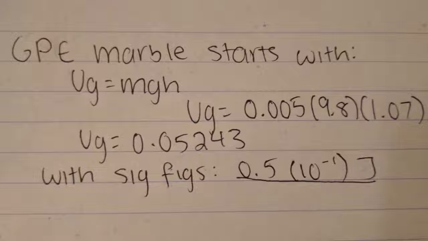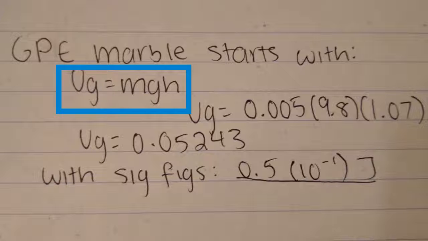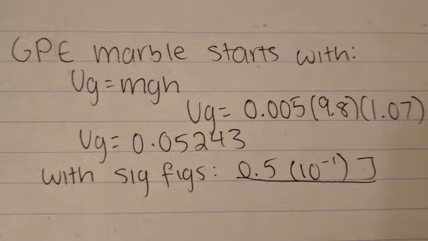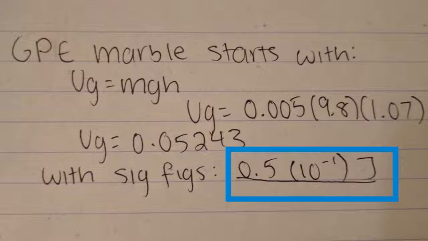Calculate how much gravitational potential energy the apparatus begins with. To do this, we use the equation of gravitational potential energy, which is Ug equals mgh. Then we found the mass of the marble, which was 0.005 kilograms, or 5 grams. We multiplied that by the gravitational constant, 9.8, and then multiplied that by the height of the marble above the zero reference level, which was 1.07 meters. We multiplied all of those numbers to get a gravitational potential energy of 0.05243 joules. With correct sig figs, this number would be 0.5 times 10 to the negative first joules. And that is the gravitational potential energy that the apparatus begins with.